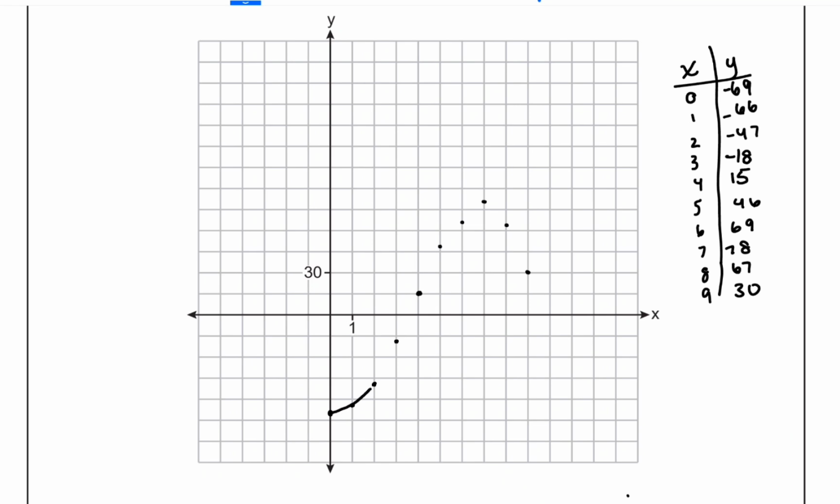And we're going to connect our dots to form our graph. And key thing to remember, do not put arrows on your graph. You're going to be like, oh, Haneen, why not put arrows? Because look, it says over the interval from 0 to 9. So that means that our graph does not extend anymore. Okay, so that is going to be the first part.